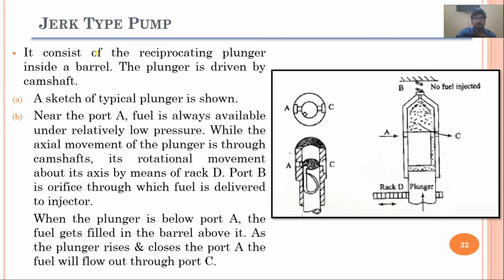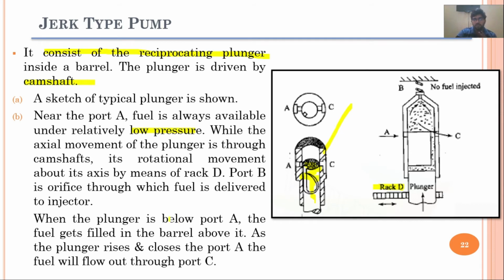So it consists of a reciprocating plunger inside a barrel. This is your plunger, and outside section, this is your barrel. This plunger is being driven by a camshaft. Near the port A, fuel is always available under relatively low pressure. This is the inlet passage, and the axial movement of this plunger is being controlled by the camshafts, while the rotational movement is being controlled by this rack and pinion mechanism.